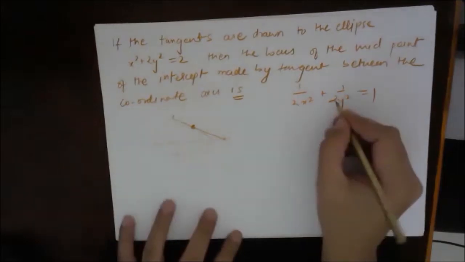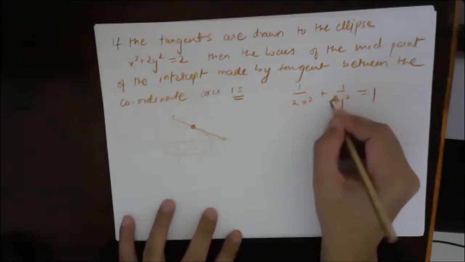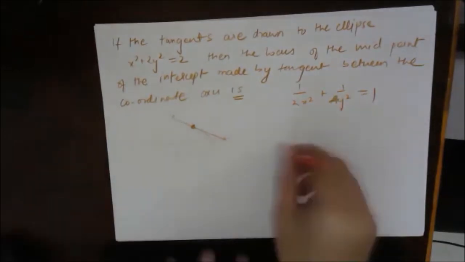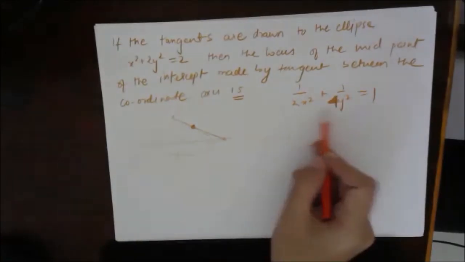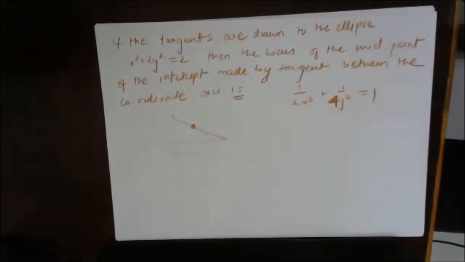Oh, sorry. Yes, correct. Sorry, 1 by 4. Yes, correct. 1 by 4. 1 by 2x square plus 1 by 4y square. Yes. Raj, Meenakshi, yes, correct. It is 1 by 4y square. Did you get the answer?